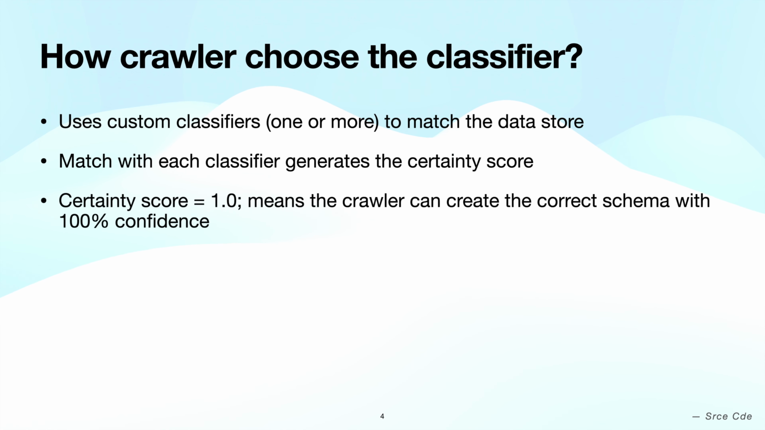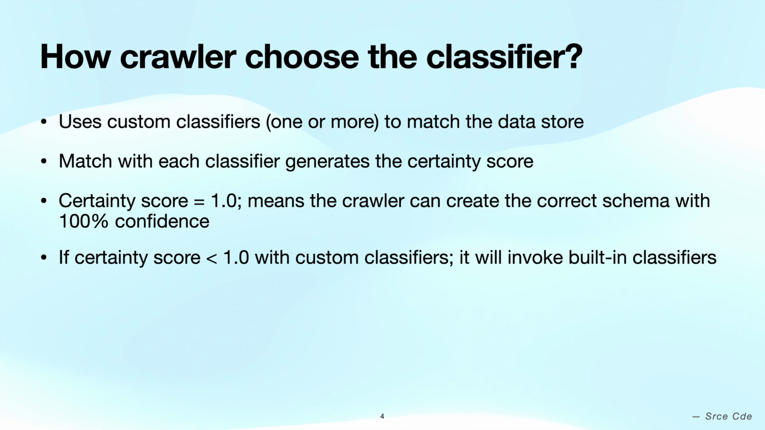And if any classifier returns a certainty score of 1.0, it means that the crawler is 100% sure that the classifier is a good fit and it can create the correct table definition using that classifier. And with a certainty score of 1.0, the crawler will stop further matching using other classifiers and it will populate the schema using the classifier with a certainty score as 1.0. Now what if none of the custom classifier returns a certainty score of 1.0?